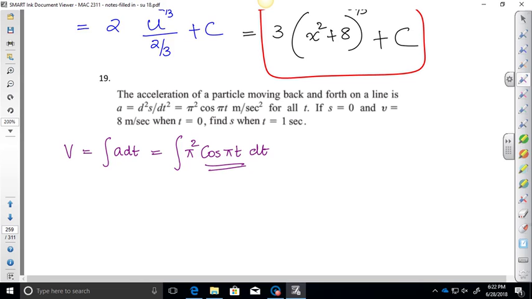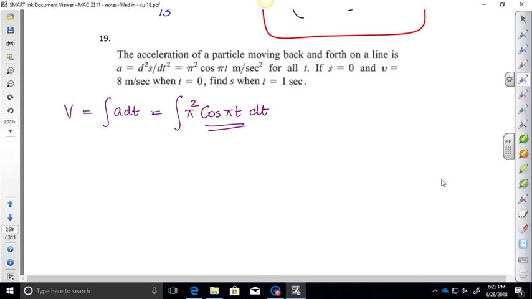All you have to do is sine pi t divided by pi. Or we could use substitution. If you remember this, then you just write sine pi t divided by pi. But if you don't remember that, then we have to use substitution. So I take u as cosine pi t. I can move the pi squared out of it. That's a constant.